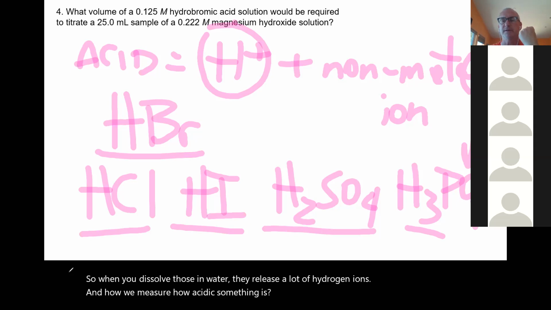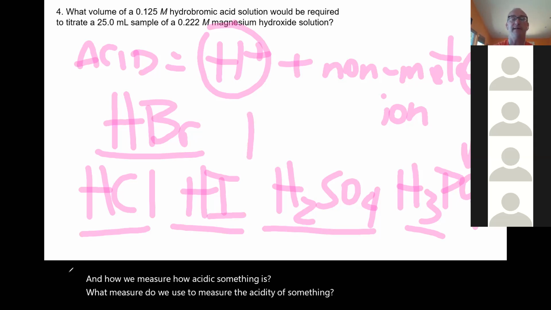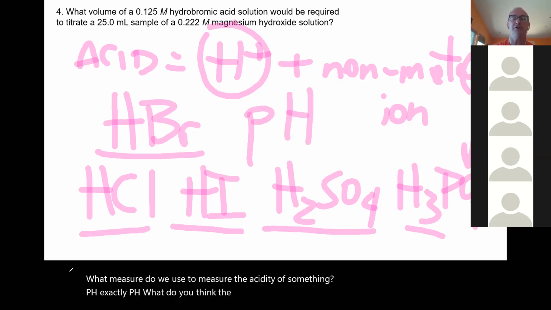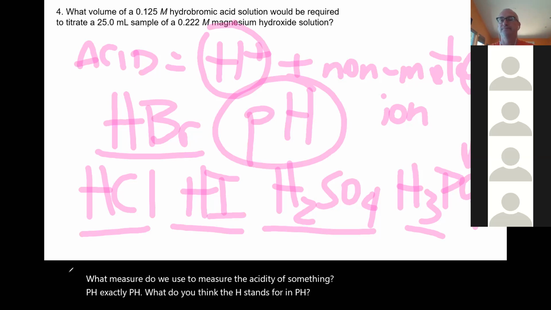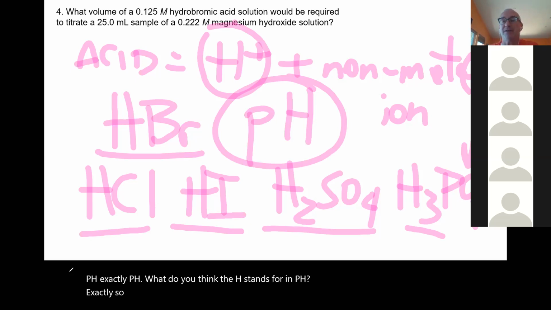What measure do we use to measure the acidity of something? pH level. pH, exactly. What do you think the H stands for in pH? Hydrogen. Yeah, exactly. So basically pH just tells you what the concentration of hydrogen ion is in a solution.